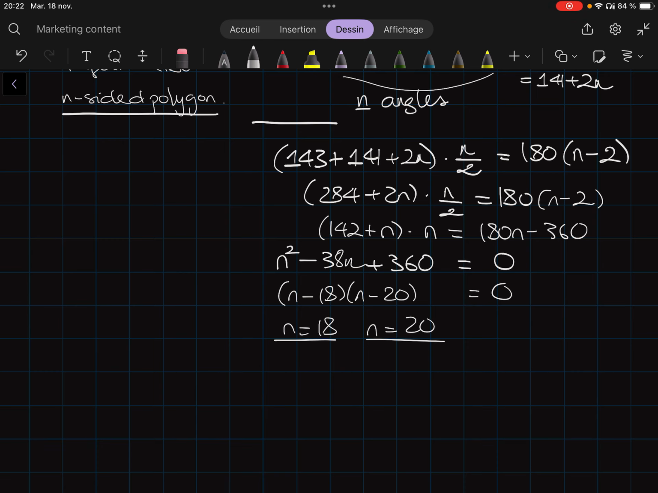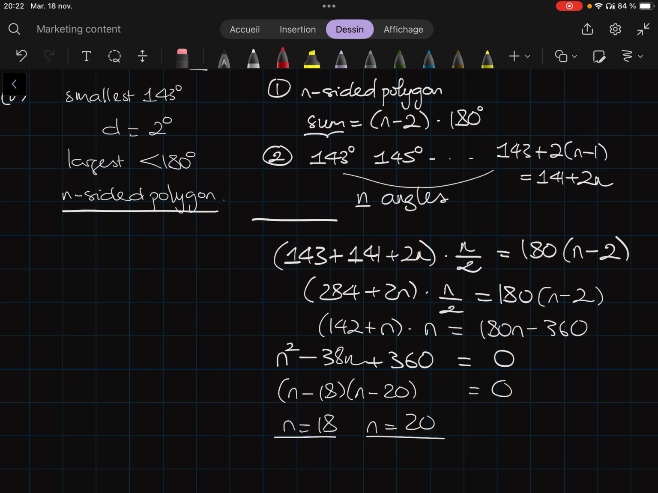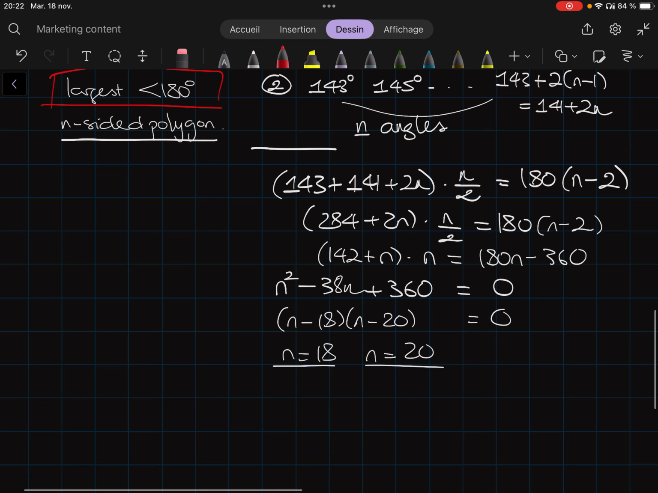So we have two answers, 18 or 20. And this is where the largest angle will come into play. So if n is equal to 18, the largest angle is going to be 141 plus 2n. So if n is equal to 18, we will get 177 degrees, and 181 in the case n equals 20.